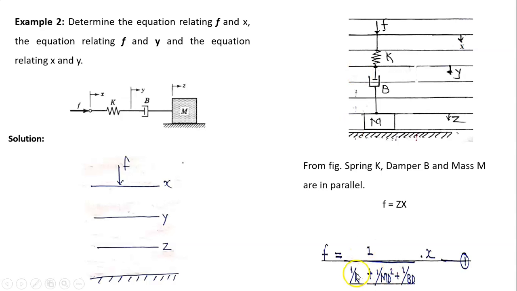Therefore, now F is equal to, directly I have written the value of Z. What is the value of Z here? 1 divided by 1 upon K plus 1 upon MD square plus 1 upon BD, into X. Therefore, this is our equation relating F and X. What is the value of Z in this equation? 1 divided by 1 upon K plus 1 upon MD square plus 1 upon BD. Therefore, this is equation 1 relating F and X.